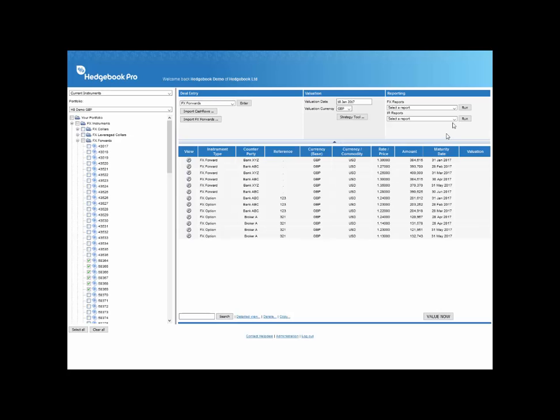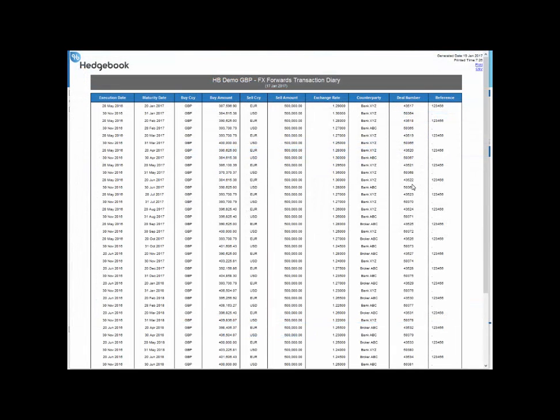HedgeBook's functionality and suite of reports is split into three broad components: administration, compliance, and strategic decision making. I will touch briefly on the admin and compliance aspects, as these are likely of less interest to the bank, but are very relevant for the company. The administrative functionality relates to the day-to-day activities post-trade.